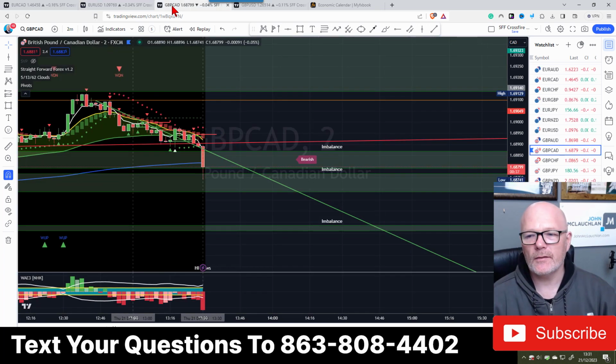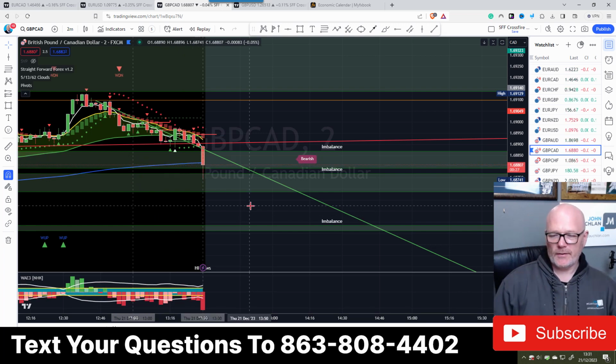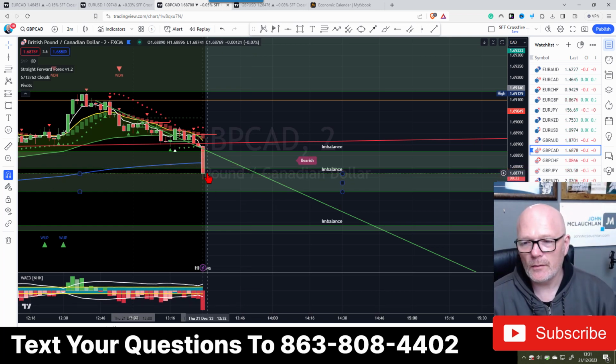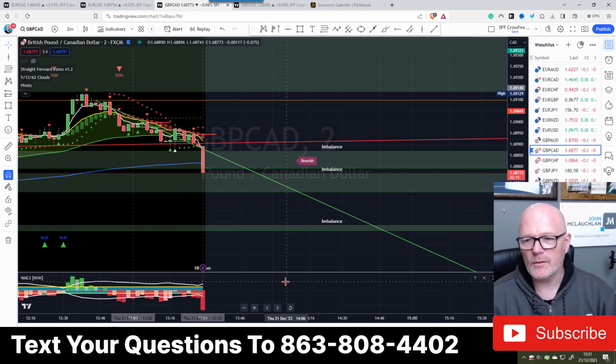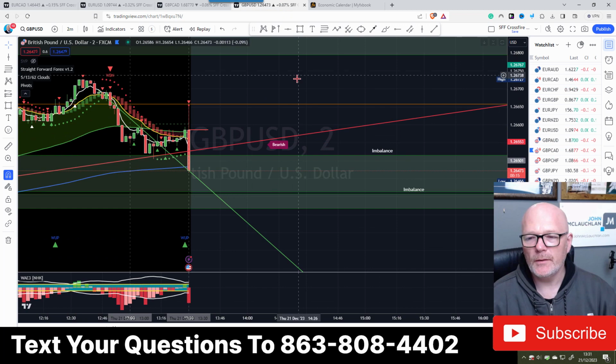Right, so GBP CAD, what's happened there? Very similar, coming down to the downside. It's hit this 200 moving average. Currently the 200 moving average is resistance under normal circumstances, and also the top of the imbalance is resistance as well. But are we going to see price coming down? Quite possibly.